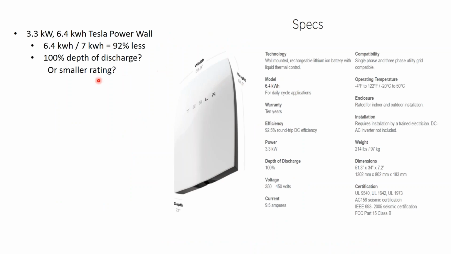Looking at some of these specifications, why don't we take a closer look at the Tesla Powerwall? It's one of the more popular systems on the, I don't know if it's on the market, but about to be on the market. So the Tesla Powerwall, the original one, it's 3.3 kilowatts, 6.4 kilowatt hours. So what that means is it's a 6.4 kilowatt hour battery bank, but it can only output 3 kilowatts of power. So it takes 2 hours to fully drain.